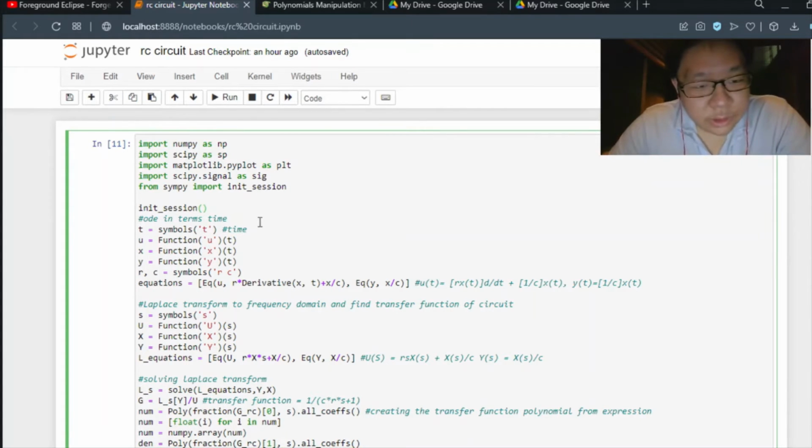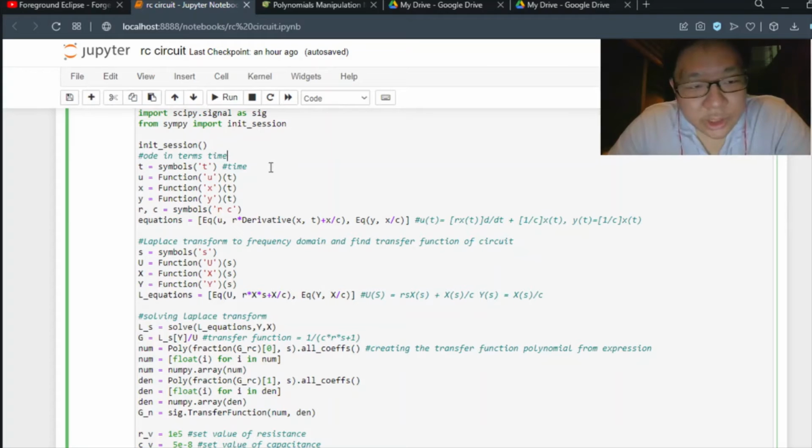Okay, so here we're going to write the ODE in terms of time. T is time, U is the input signal, and X and Y are the output signal. We also have R and C, which are resistance and capacitance. So here we have our ODE, which is u(t) equals R times d/dt of x(t), plus 1 over C times x(t). And then y(t) equals 1 over C times x(t).